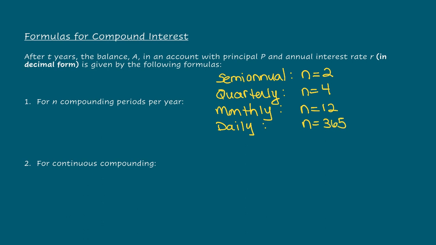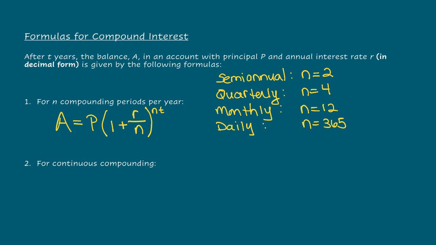That means I get interest every day, okay? In those cases, my formula for interest does not use e. My formula for interest is A equals P, principal, which is the amount that I invest, times 1 plus r over n, raised to the n times t. Right, that is my formula for interest.